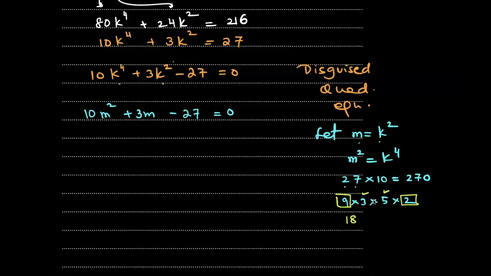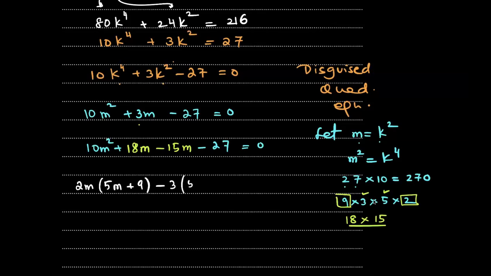So 18 into 15, this difference is this much. That's perfect. So this is 18m minus 15m. And then we have 10m square. And then we have negative 27 equals to 0. So let's simplify it further. This is 2m. And this is 5m plus 9 minus 3. And this is 5m plus 9 equals to 0.